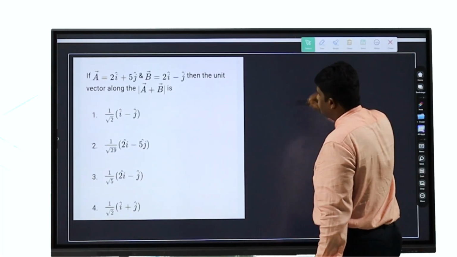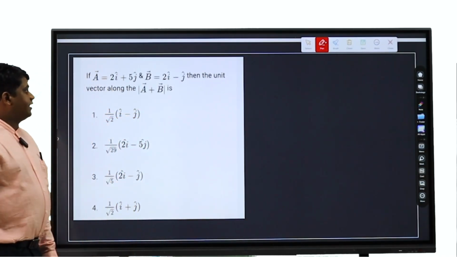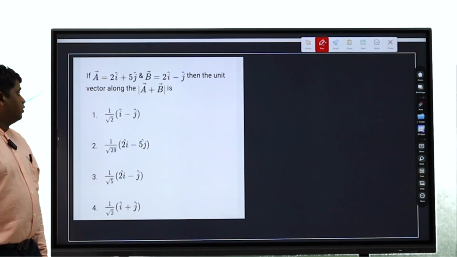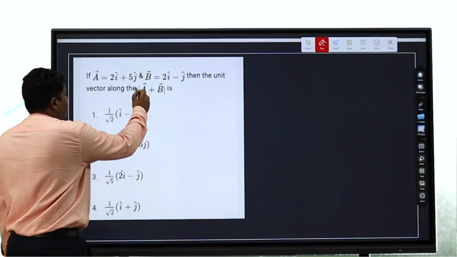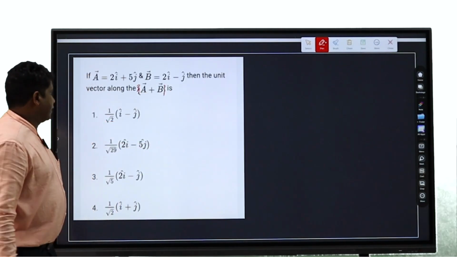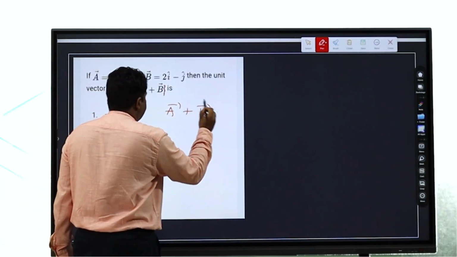Then there is a question. A is equal to 2i plus 5j, B is equal to 2i minus j. Then find the unit vector along the direction of A plus B. Okay, unit vector along the direction of A plus B. Then first we have to find A plus B. How can we find A plus B?